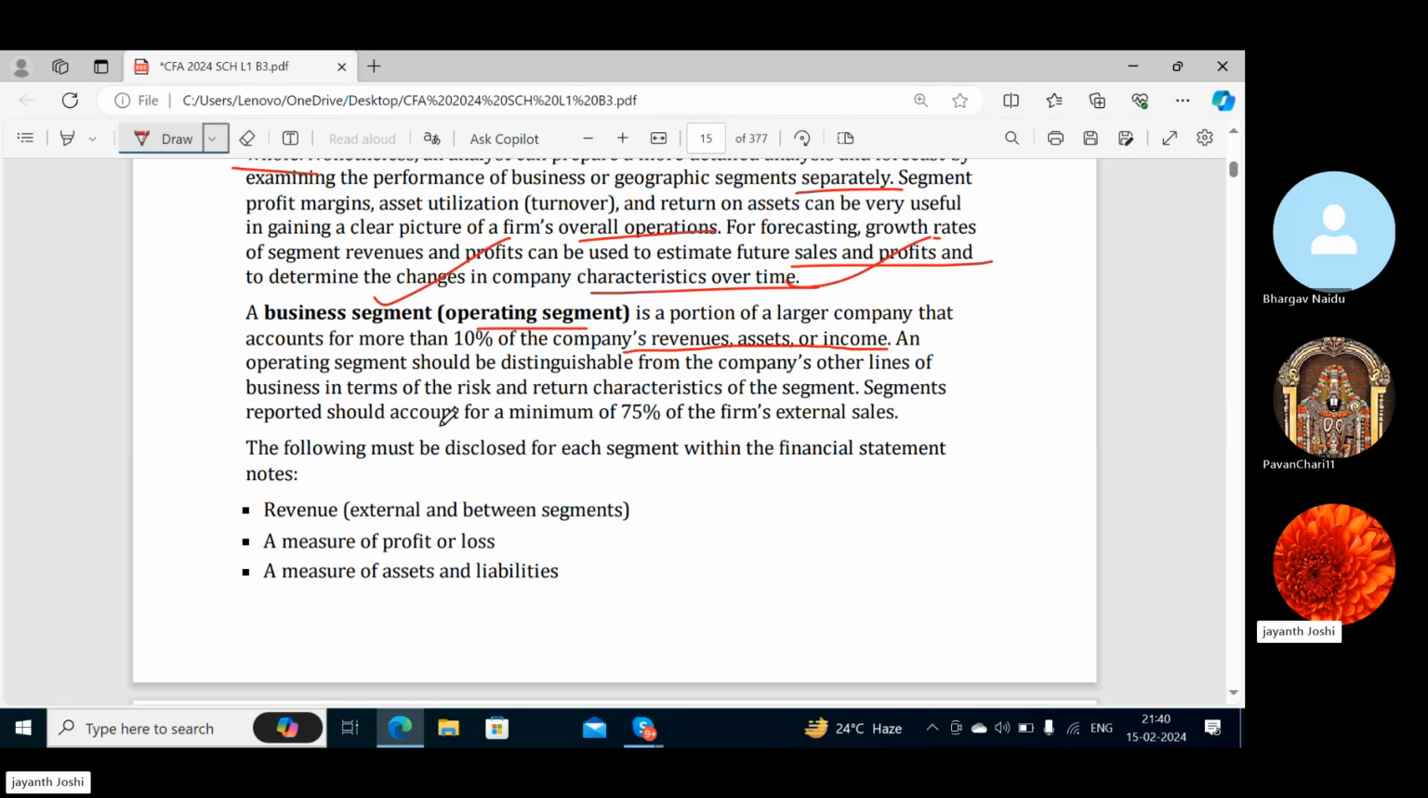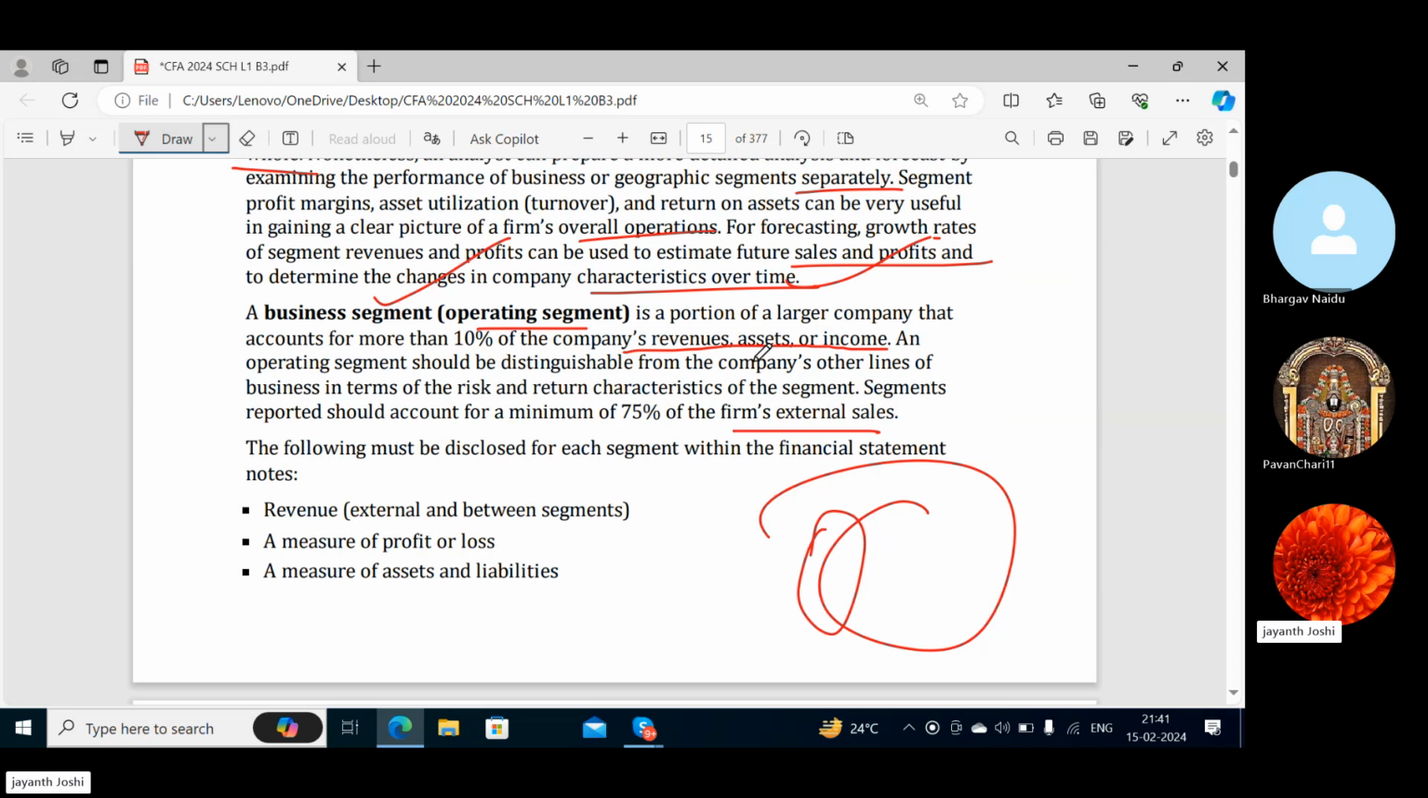Segments reported should account for a minimum of 75% of its external sales. Okay, so what is an operating segment? Let us consider a very big company, and a portion of that larger company that accounts for more than 10% of the company's revenues, assets, or income. Okay, so that is the operating segment.